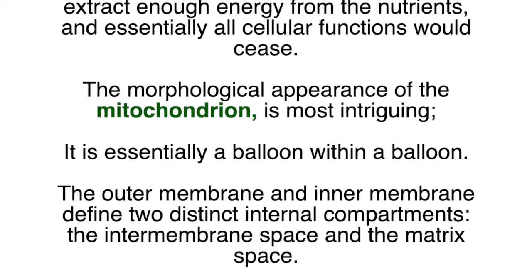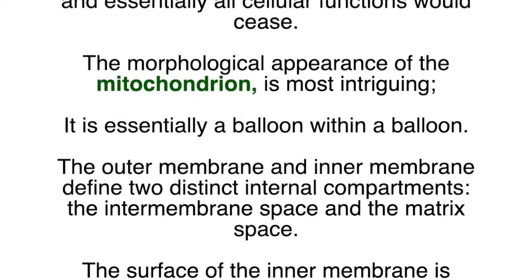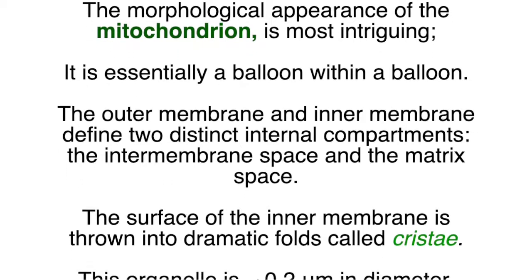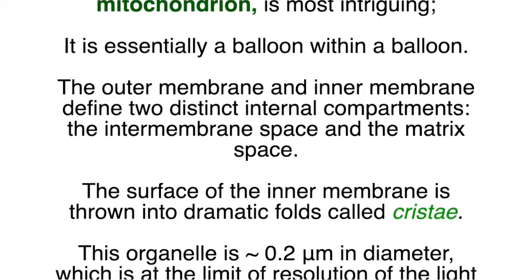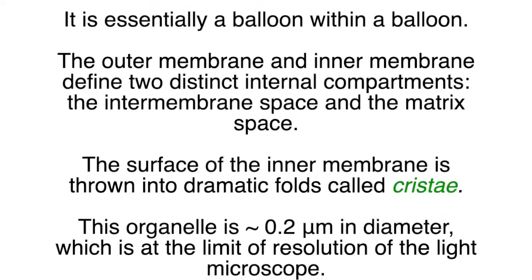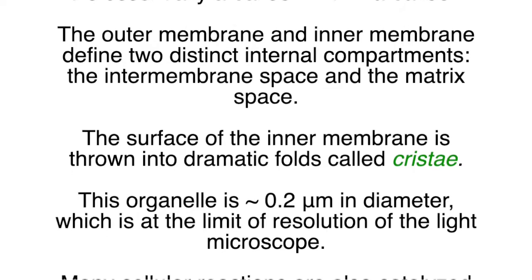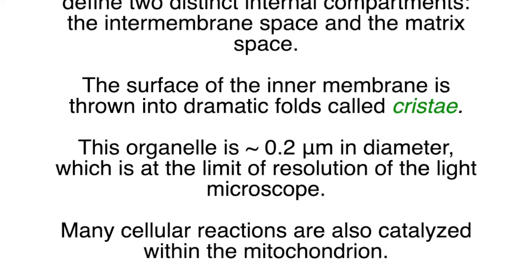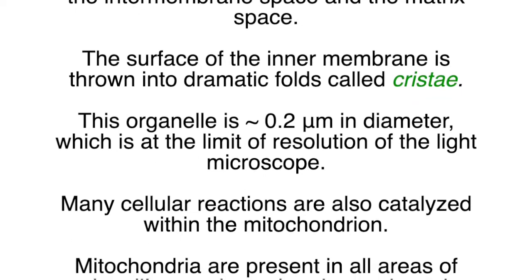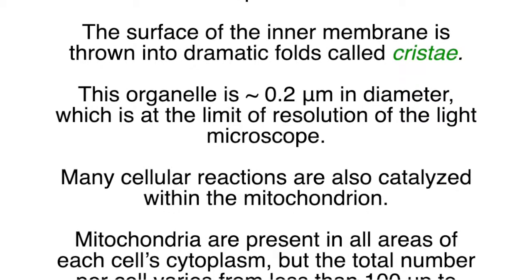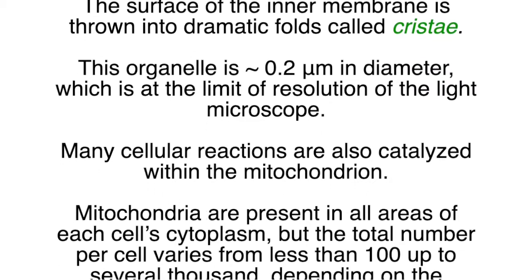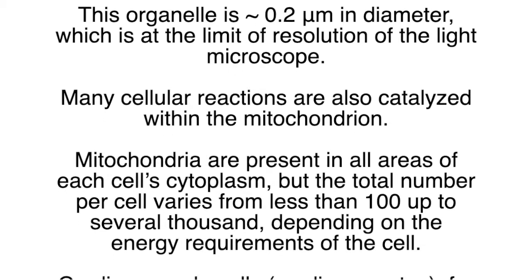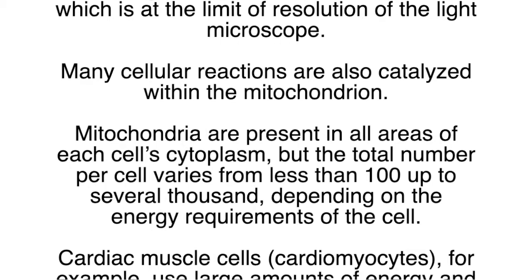The surface of the inner membrane is thrown into dramatic folds called cristae. This organelle is about 0.2 micrometer in diameter, which is at the limit of resolution of the light microscope. Many cellular reactions are also catalyzed within the mitochondrion. Mitochondria are present in all areas of each cell's cytoplasm, but the total number per cell varies from less than 100 up to several thousand, depending on the energy requirements of the cell.